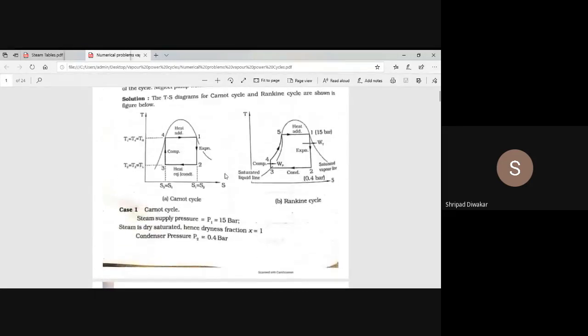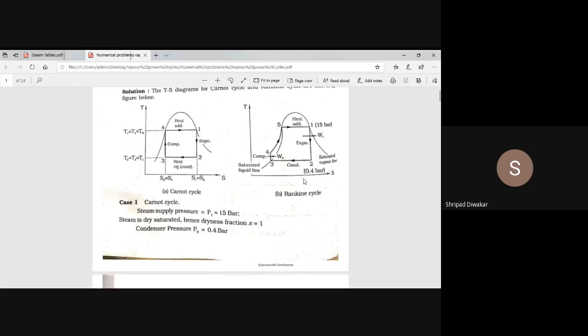Okay, same formula we are going to apply here. Because whatever the point 2 is there, that is inside the curve, that is wet steam. So total enthalpy or total heat equals HF plus X into HFG. HF is sensible heat, X is dryness fraction, and HFG is your latent heat. Like that you have to write the formula.